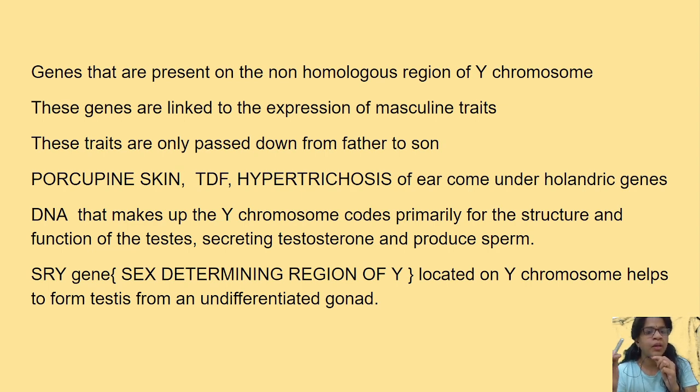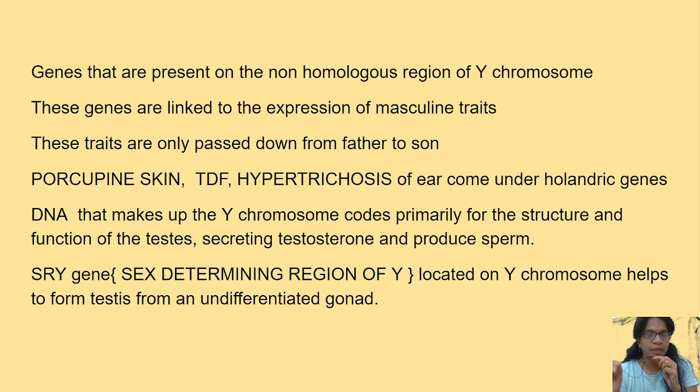You know the concept. Porcupine skin, testis determining factor, and hypertrichosis. I will also discuss what these are in detail in the next slide. These all come under the Holandric genes. These genes are passed only from father to son. So what are these conditions?